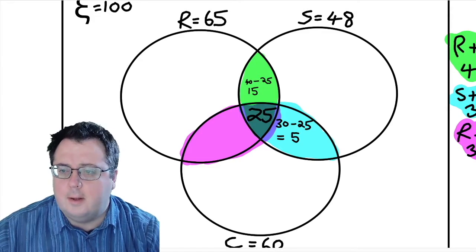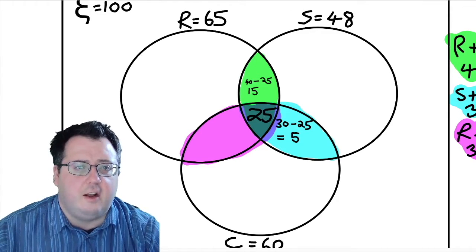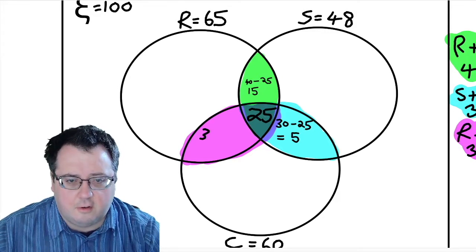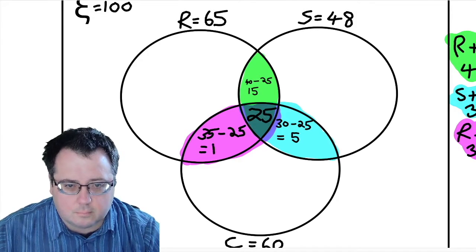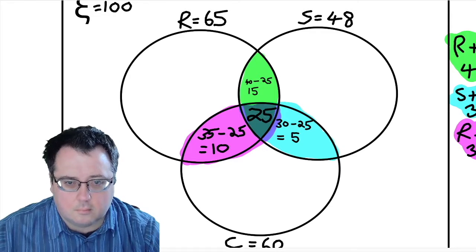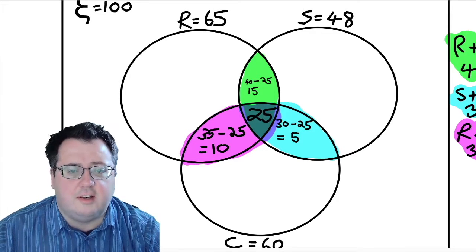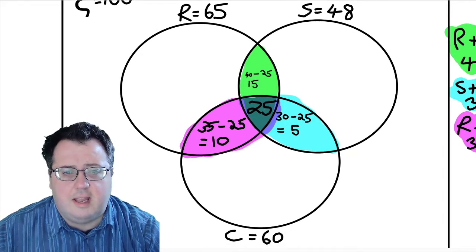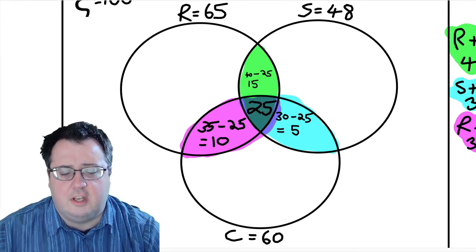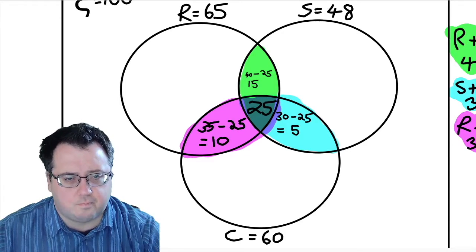on here. If we know that the total for that overlapping part is 35, then 35 minus 25 will equal 10. Okay, I'm not going to shrink that down because we've fitted in correctly. So the last thing to do here is to fill in the rest of the circles.